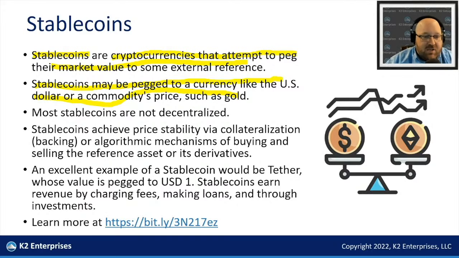And in a nutshell, all stablecoins have is some sort of stability that is collateralized or backed up against some sort of real world currency or real world commodity. Now, stablecoins earn revenue by charging fees and making loans through investments of their own, just the same way banks hold money and make interest. It's the same thing with Tether or some of these other coins. They just make interest, and there's fees associated with buying and selling them.